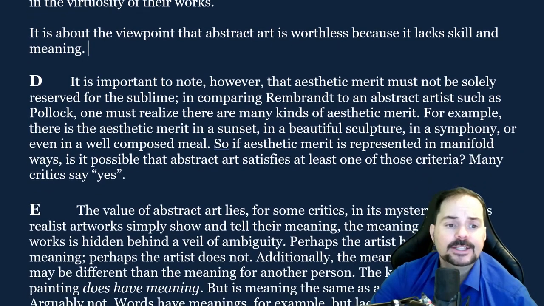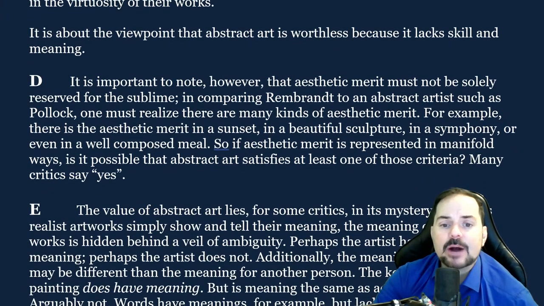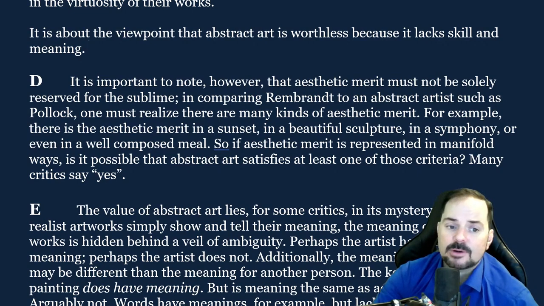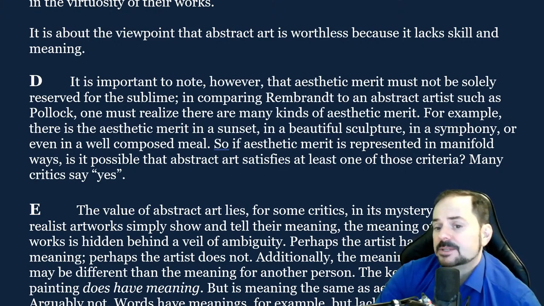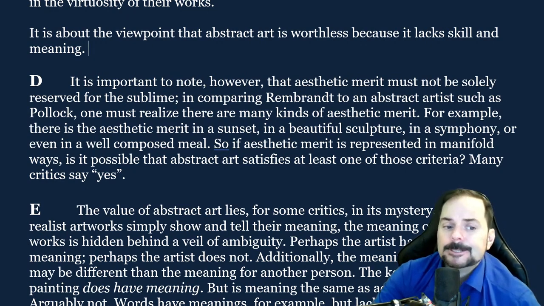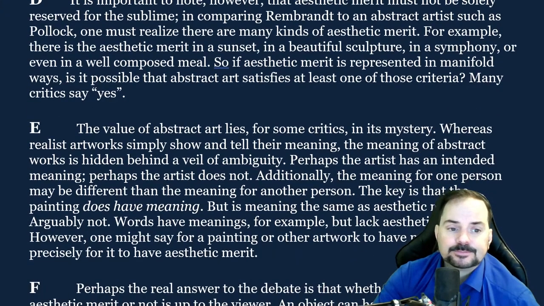D. It is important to note, however, that aesthetic merit must not be solely reserved for the sublime. In comparing Rembrandt to an abstract artist such as Pollock, one must realize there are many kinds of aesthetic merit. For example, there's the aesthetic merit in a sunset, in a beautiful sculpture, in a symphony, or even in a well-composed meal. So if aesthetic merit is represented in manifold ways, is it possible that abstract art satisfies at least one of those criteria? Many critics say yes.